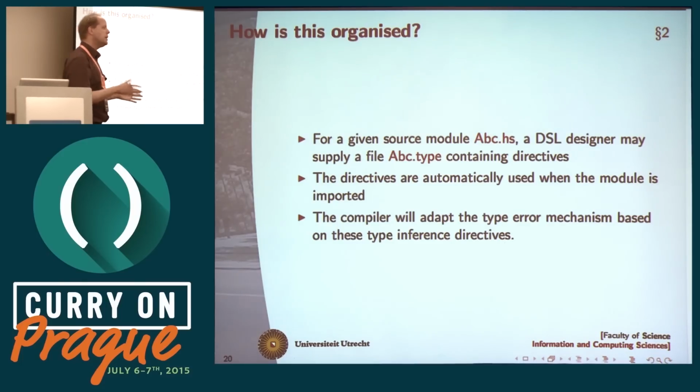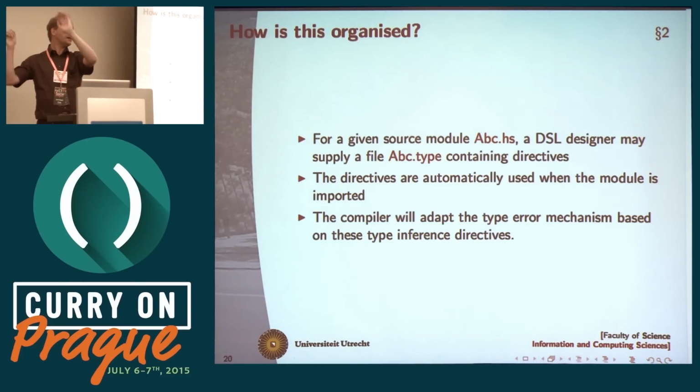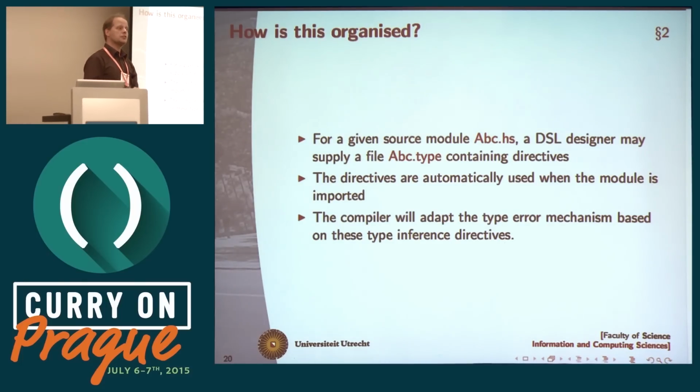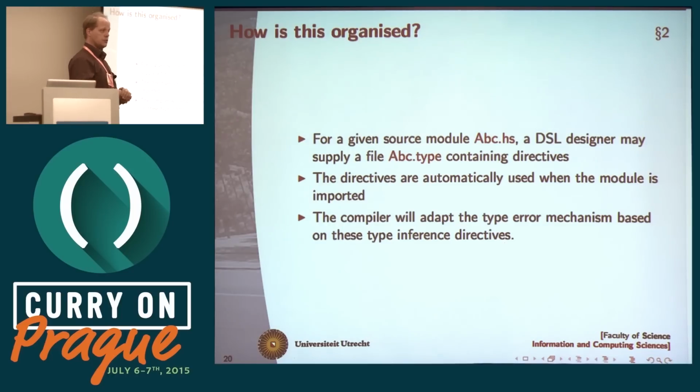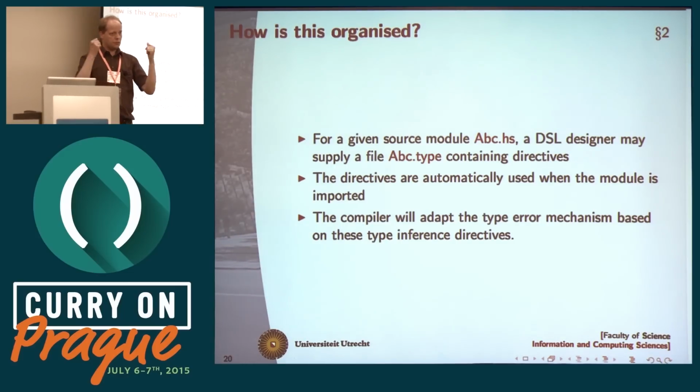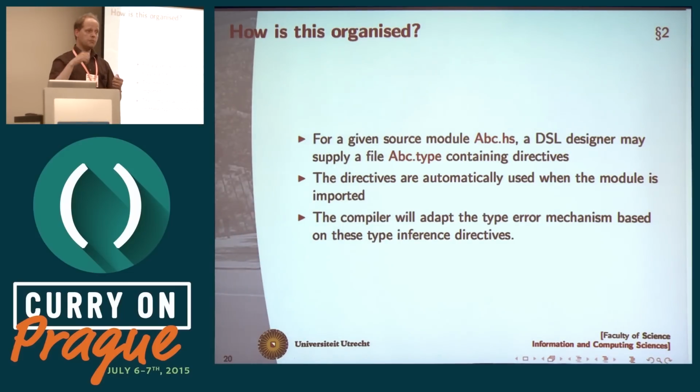So whenever you import abc.hi somewhere else, the bytecode file, or you give the generated code to somebody else, he also still profits from your type error diagnosis improvements. All right, and the compiler will do all of that for you. It will just rip out these rules and apply them to make error diagnosis better. Very nice. Of course, it's up to the library designer.